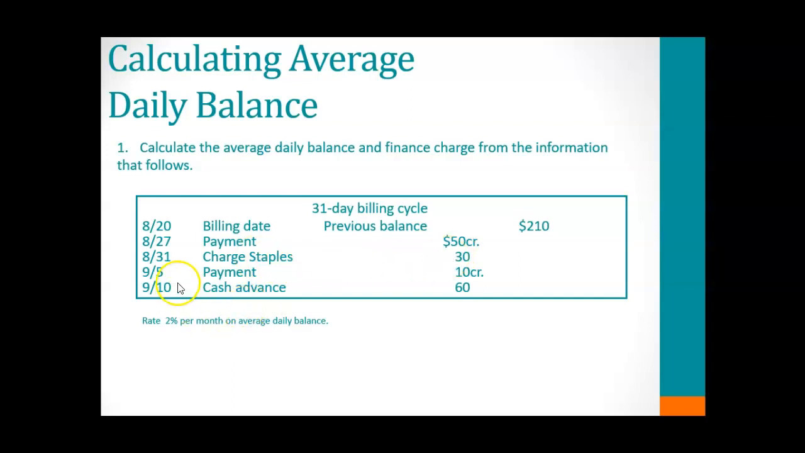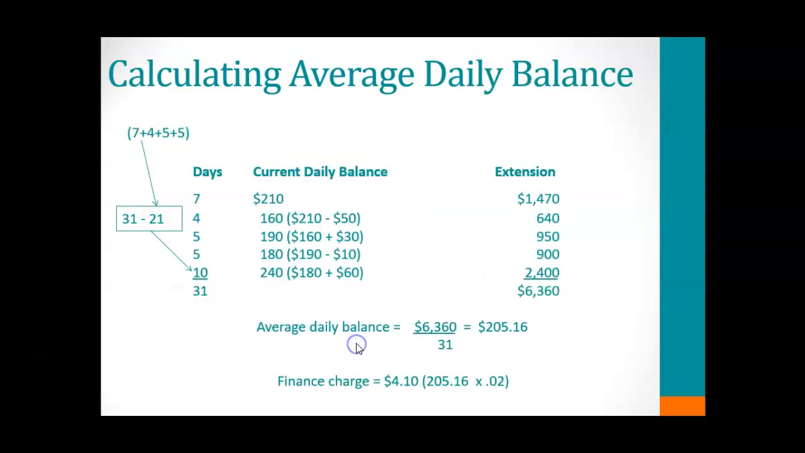Okay, never mind. Then you made a payment for $10. And you then took a cash advance for $60. Now, I just told you all, do not do cash advances, but apparently you didn't listen. And they're saying that the interest rate on the average balance is going to be 2% per month. Let's look at how you calculate the average daily balance in this type of situation.